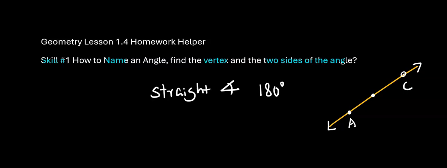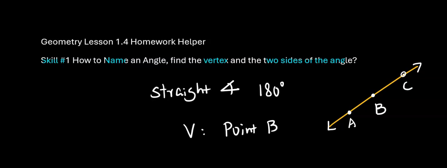Let's go back to finding the vertex and two sides. Oh, we don't have the name for the vertex. We can call it B. Okay? Now the vertex is B. Of course, you can say any name you want. Here you can use any letter except A and C. So I call it B.